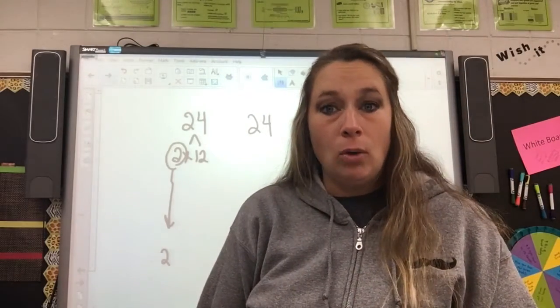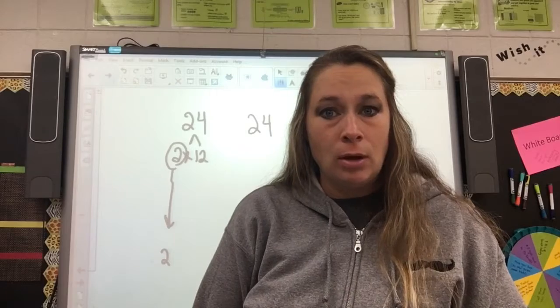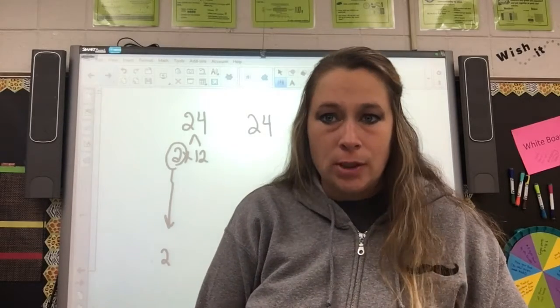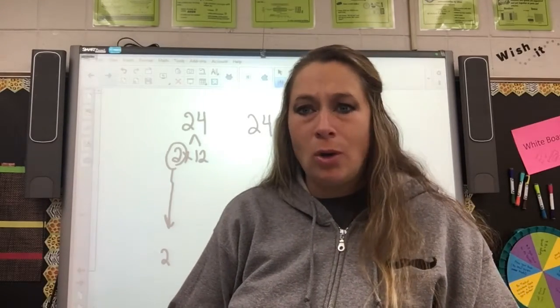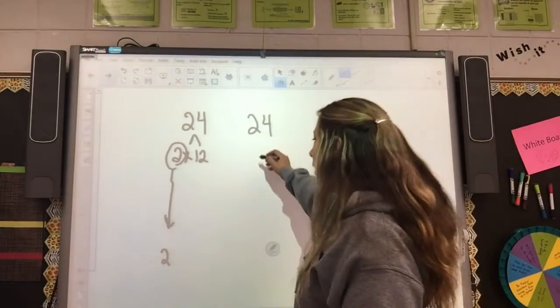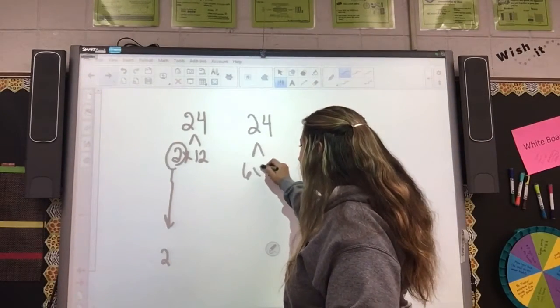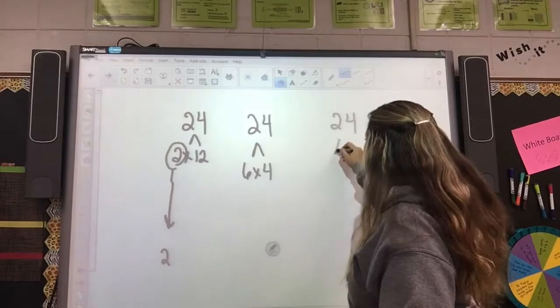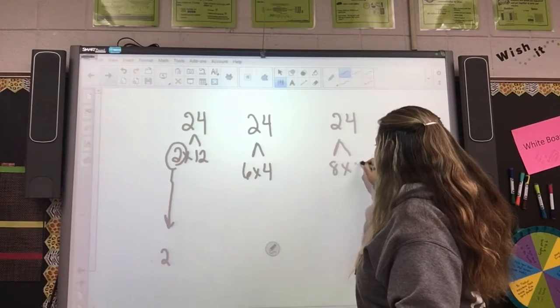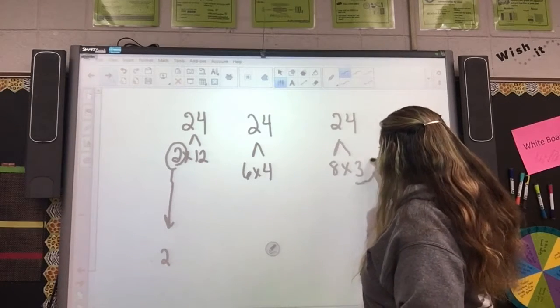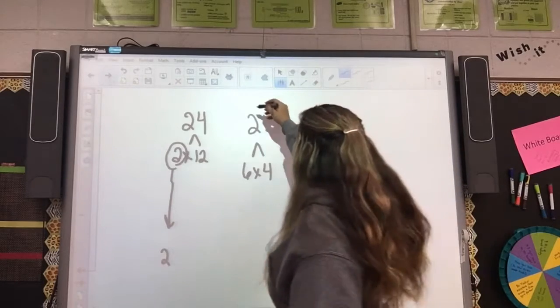Some of you know that 6 times 4 is 24. And some of you know that 8 times 3 is 24. And if those are the ones you know, then use them. It just means that you have to break down both sides. So 6 times 4, 8 times 3, okay?